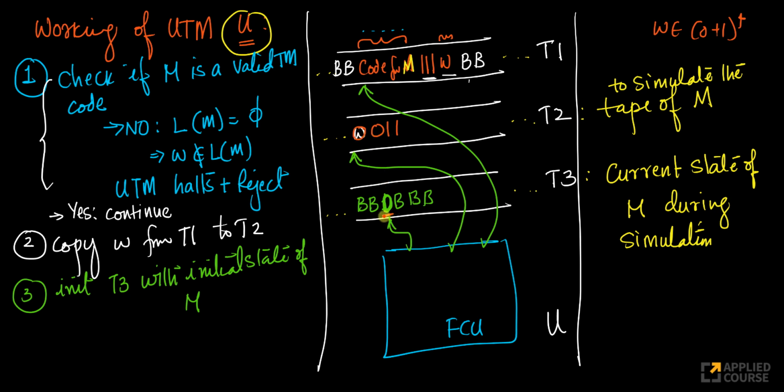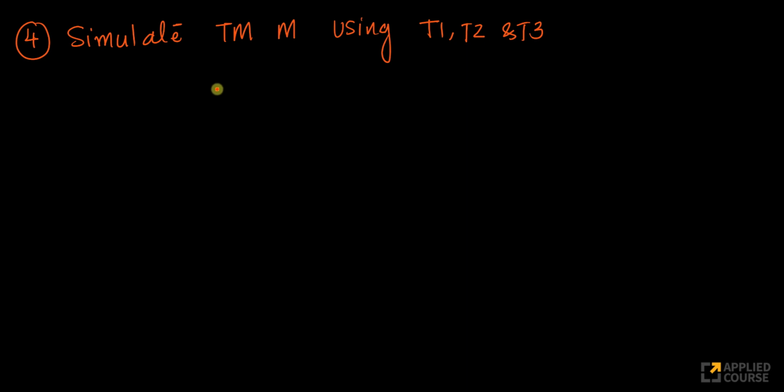Then what do I want? What transition should I look for? My current state is Q1. My input is 0. So what is the transition on this? That's what I need to obtain now.